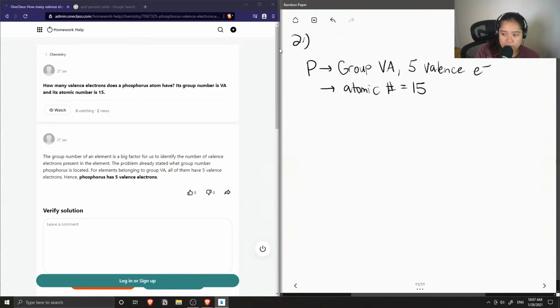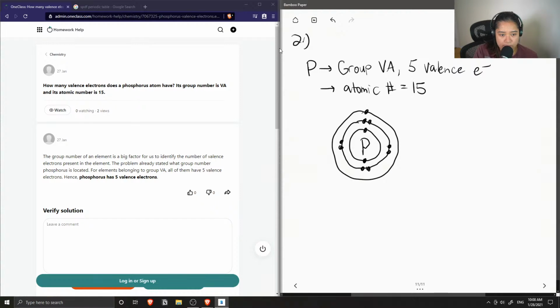So that means the neutral phosphorus atom also contains 15 electrons. So we can try to sketch out a phosphorus atom and show all of its different electrons. So there's 2 in the innermost shell. And then in the next shell, we draw in 8. So now we have 10 out of the 15. And for the valence shell, we just have to draw in 5. And you can see that there are 5 valence electrons.